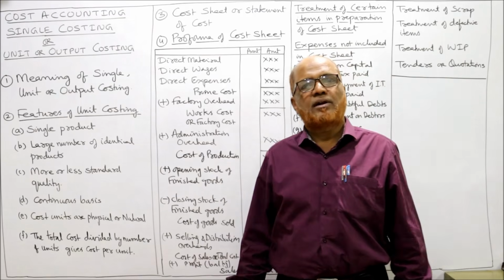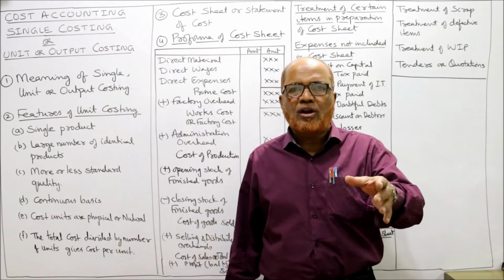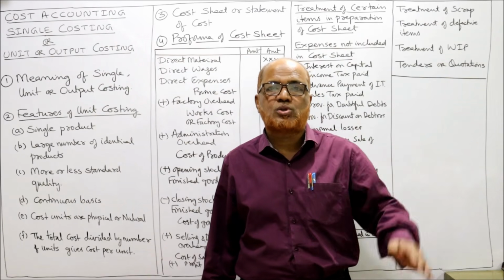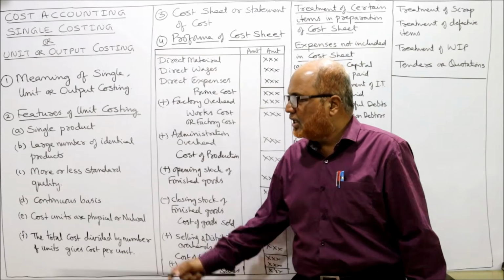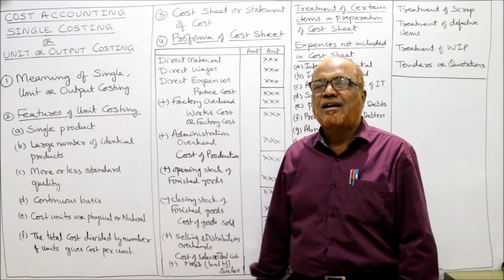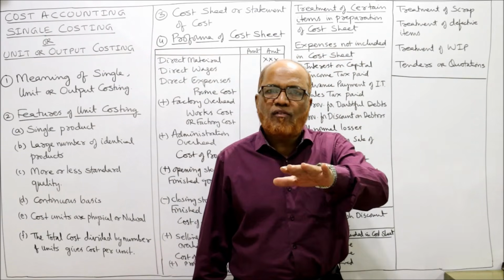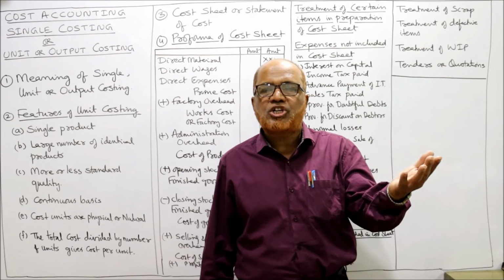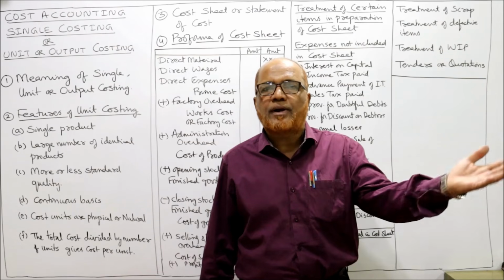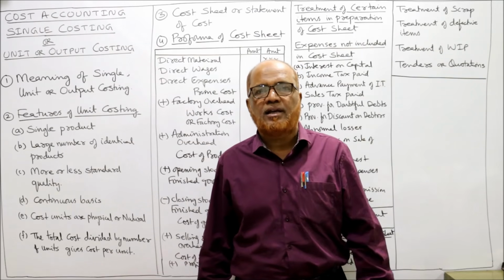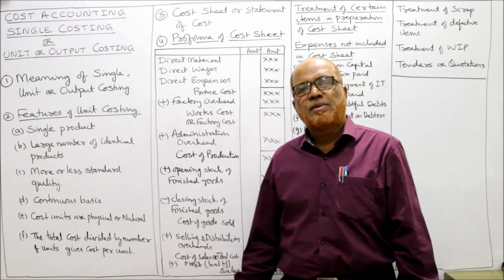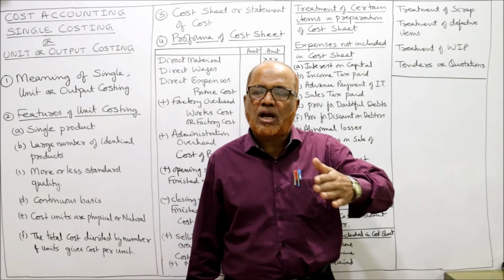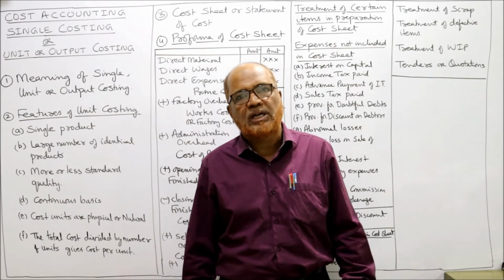Large number of identical products. The company is not producing one or two products, but a large number of products are continuously produced. Then only we apply single costing. Third, more or less standardized quality. The quality of all the units is identical, the same. That means there is no product differentiation. All the products are identical, of standard quality, only one quality. Continuous basis: the production is not stopped. The goods are continuously produced throughout the year.